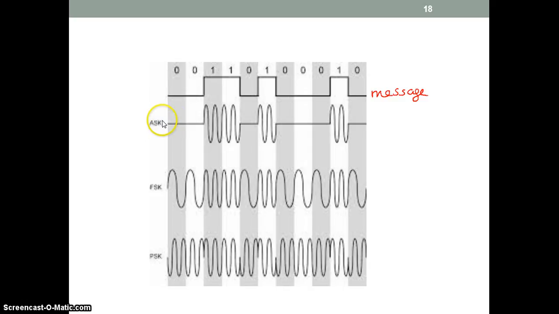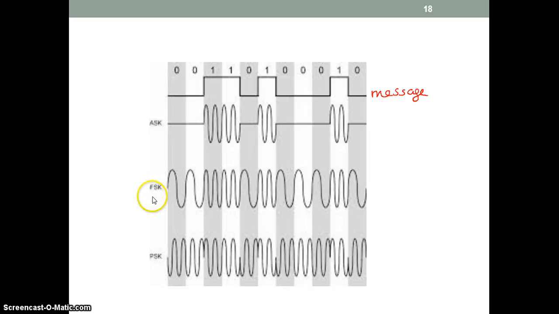ASK, amplitude shift keying. See this position, when it is 0, carrier is 0 amplitude. When it is 1, the carrier appears like that. When again 0, carrier is 0. So it is not a gradual change. Amplitude of carrier is shifting according to your message signal. So that is ASK. Amplitude of carrier signal is shifting in accordance with the amplitude of your binary message.